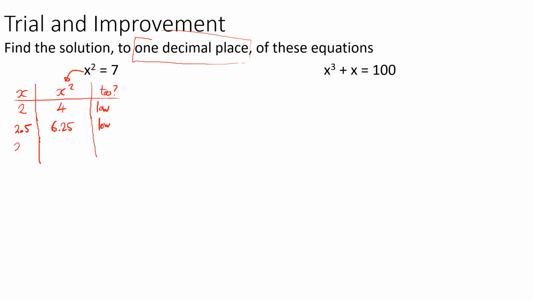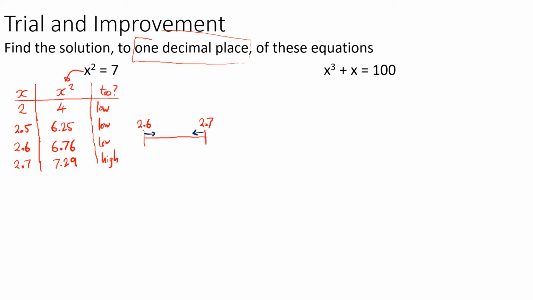Okay, what about 2.6? If we square that, we get 6.76. That's definitely getting closer, but again, still too low. So we'll try 2.7. That would give us 7.29, and that would be too high. Now, what does that tell us? That tells us that the answer is somewhere between 2.6 and 2.7, because when we squared 2.6, it was too small, and when we squared 2.7, it was too big. So we know we are looking for something bigger than 2.6 and smaller than 2.7.